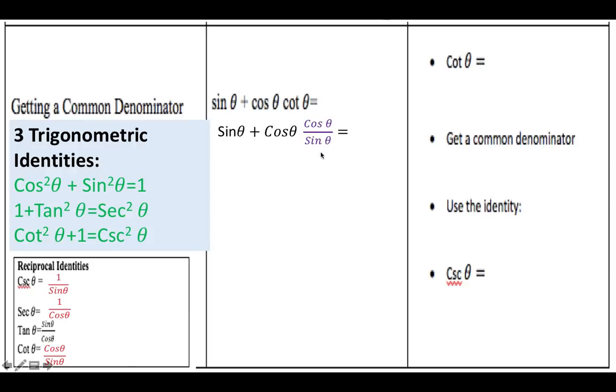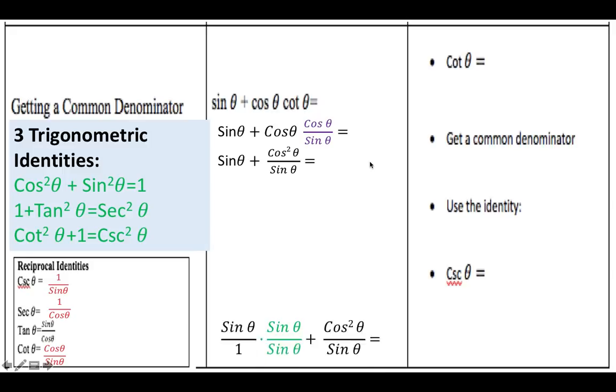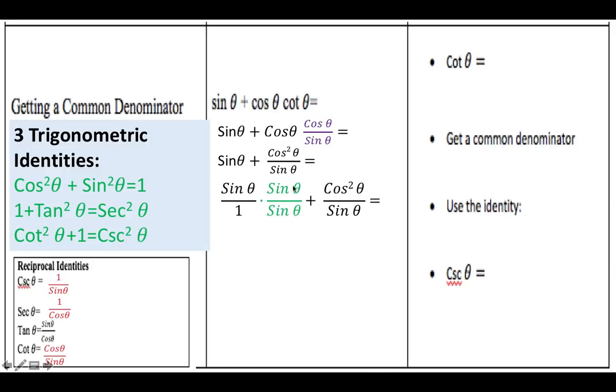So then, to combine these, cosine is just going to multiply by cosine to get cosine squared. Next, we want to make sure that we can add these two denominators, so I'm going to put this over 1. And then I'm going to multiply the top and bottom by sine theta. That is because we want to have a common denominator so that we can add these two. So I multiply top and bottom by sine right here.